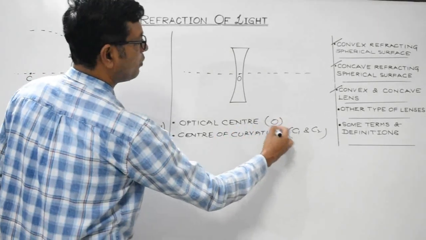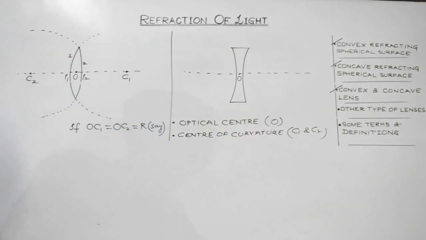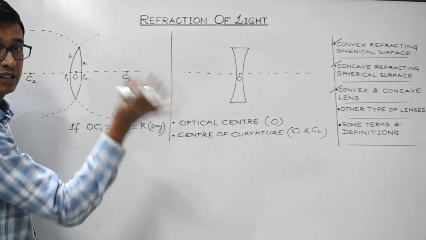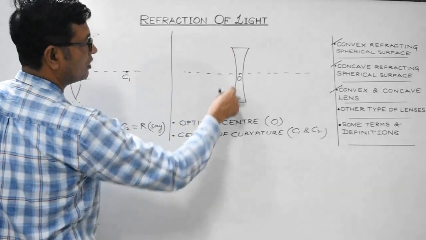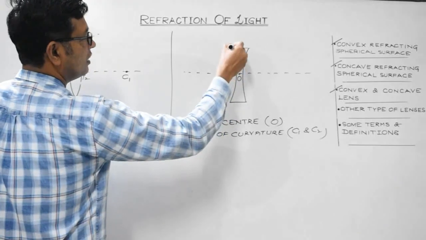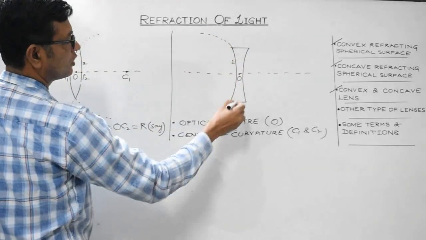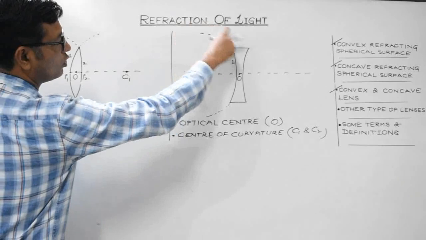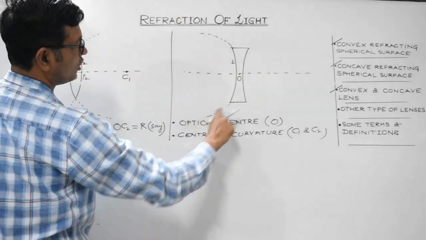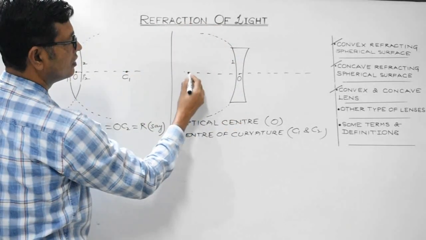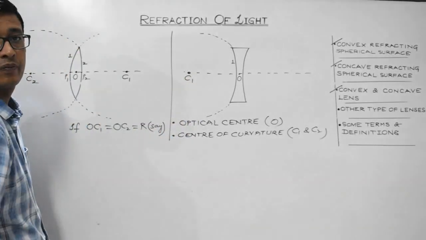Optical center was denoted by O, right? So again, I must repeat. Consider this case and then we'll come back to the definition. This is a curved surface, considered to be the first one. It's a part of a sphere, obviously. You need not draw the entire sphere, but logically, its center would be somewhere over here. This is the first center of curvature.